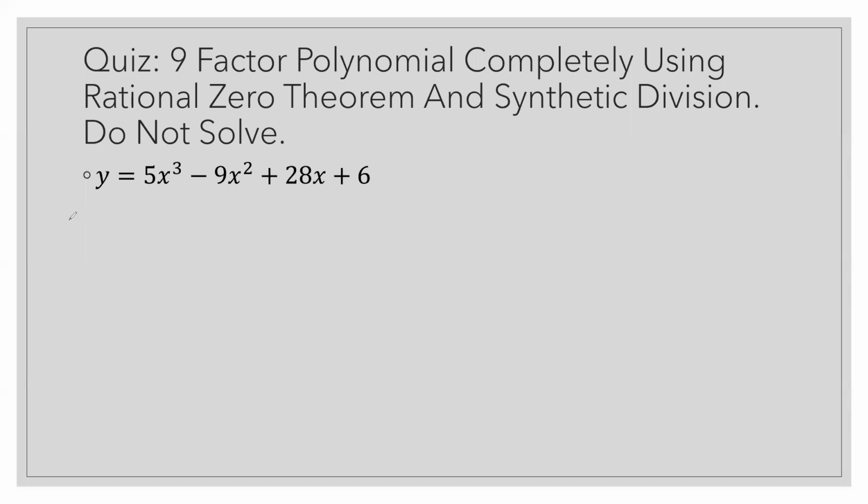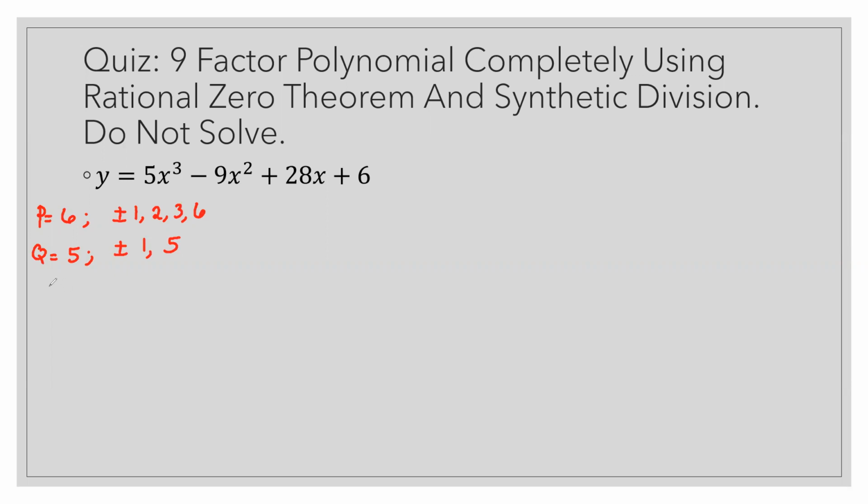So what I'm going to do is rational zero theorem to figure out what my possible zeros are. So let's first figure out our p. My p is the 6, and all the factors of 6 are plus or minus 1, 2, 3, and 6. And then my q is 5, and all the factors of 5 are plus or minus 1 and 5.